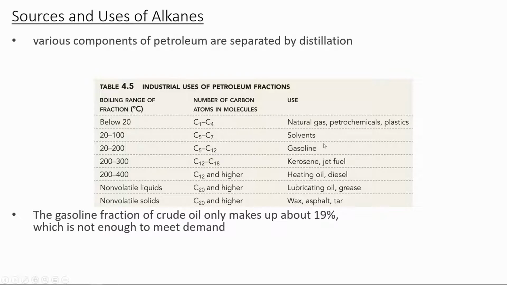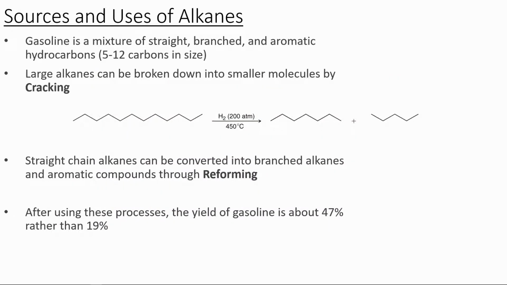Carbon 5 to carbon 7, used for solvents. Carbon 5 through carbon 12, this is our largest fraction as far as use goes, right? This is our gasoline fraction. And as we get to larger carbon sizes, there are different uses. Our gasoline fraction of the crude oil only makes up about 19%, but this is the most valuable and sought after fraction. So there are a couple techniques that we can use to convert alkanes to these sizes. Gasoline is a mixture of straight, branched and aromatic hydrocarbons.